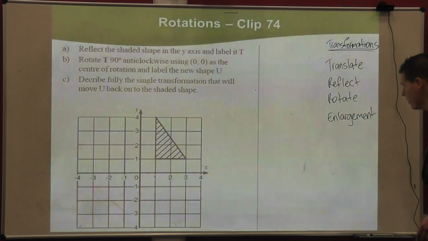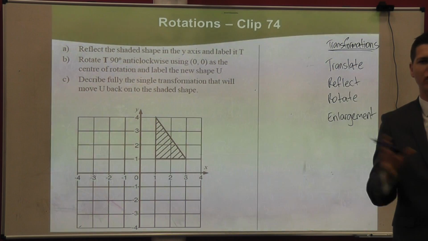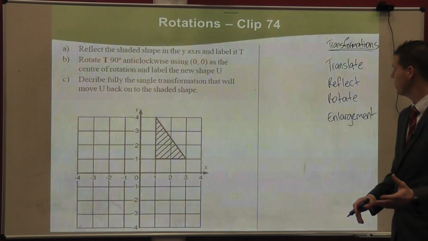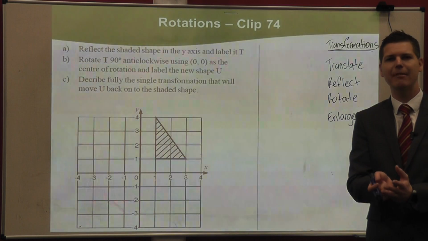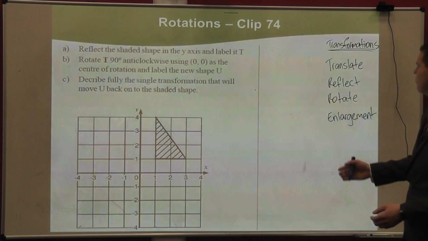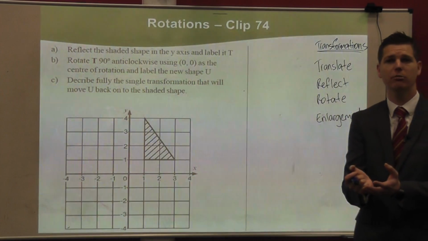Now, those four transformations are the mathematical ways that we move shapes around, change things around. And they're used all through the place. They're used in computer games and everything. But what we're looking at here is two things. You'll either in the exam be asked to do a type of transformation. So it might say, like it does here, reflect the shaded shape. That'll be the first thing you'll be asked to do.